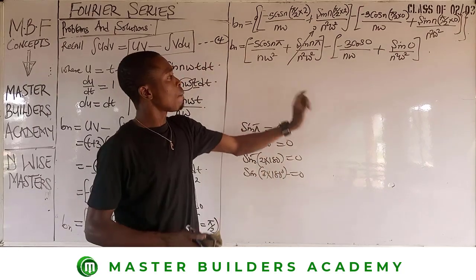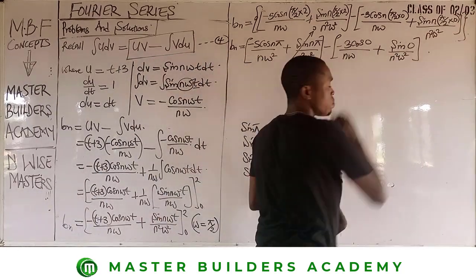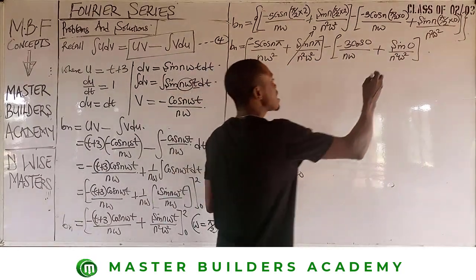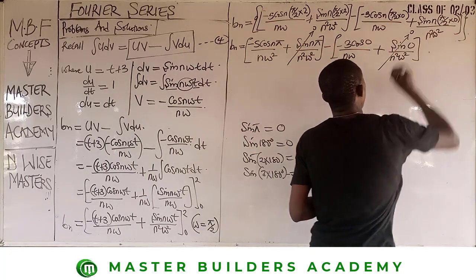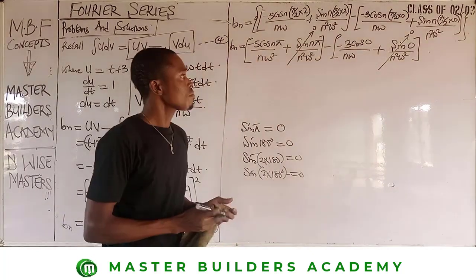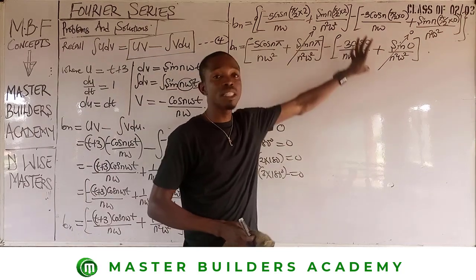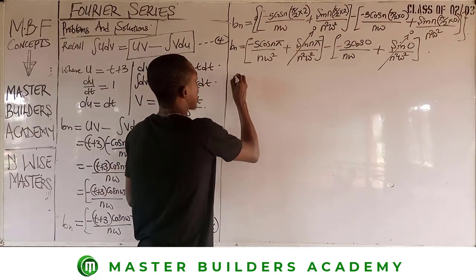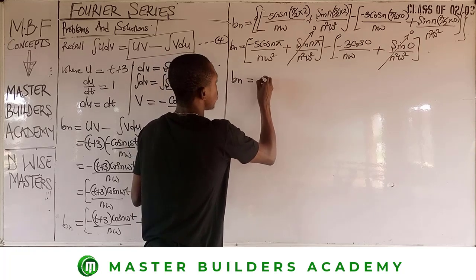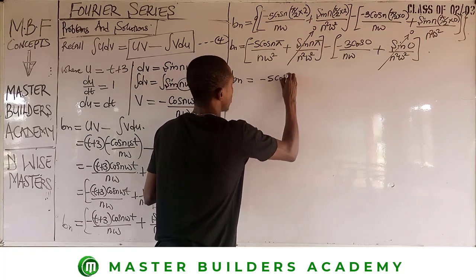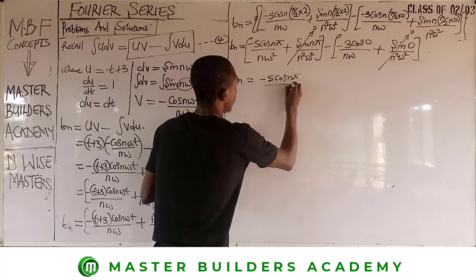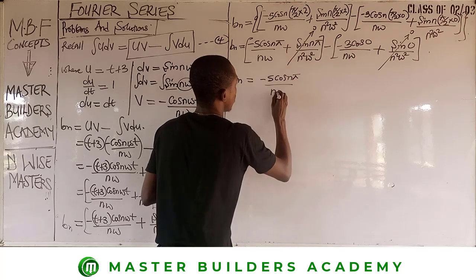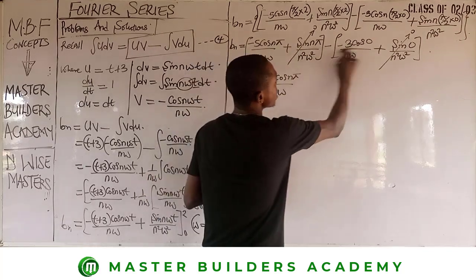Are you there? Now, again, sine 0 is 0. Automatically, this whole expression will equally give us 0. So I'm left with this and I'm left with this. So by simplifying this further, we'll have that Bn is equal to negative 5 cos n pi all over n omega. Now what is left here now?